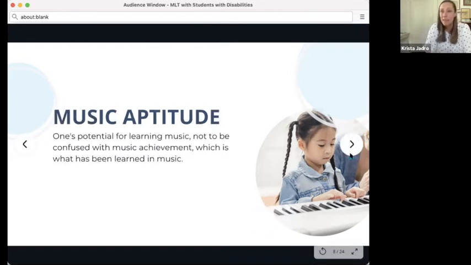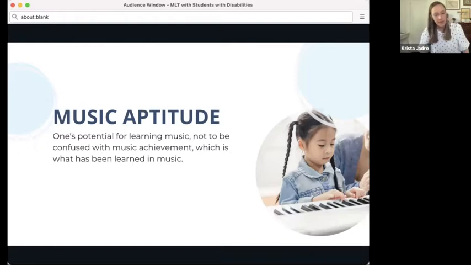So our next main idea is music aptitude. And music aptitude is one's potential for learning music. And this is not to be confused with music achievement, which is what has already been learned. So we're not born knowing how to play an instrument, right? What we learn on our instrument, that would be music achievement. Music aptitude is innate. We're born with it.